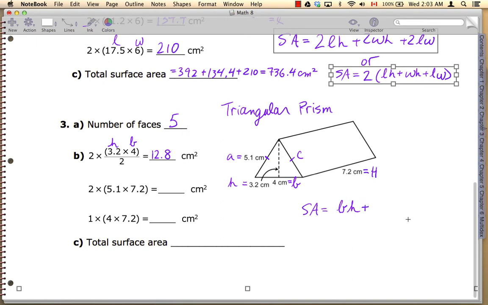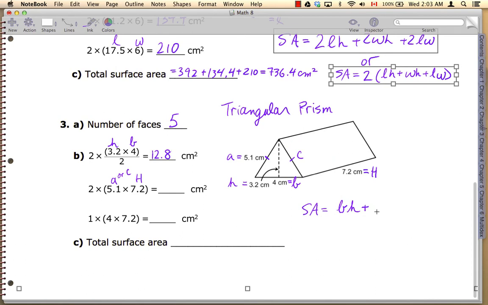So now we're going to add another component on. In this particular case, we've got 5.1, which could be either one of these sides, times 7.2. So the 5.1 was A, but it could have been C as well. And the 7.2 is the height of the prism, and we're doubling that. That's just in this particular case because the right face here and the left face are the same rectangle.